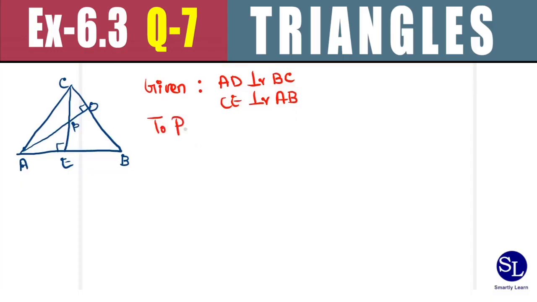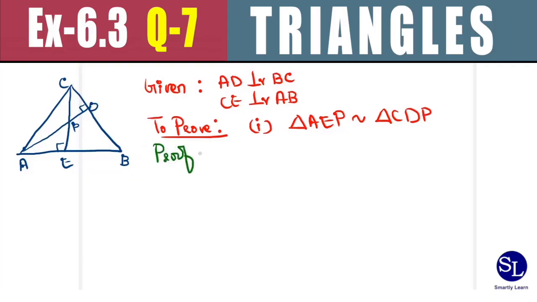There are four subsections. I'm going to take one at a time to prove. So let's take the first subsection to prove, that is triangle AEP is similar to triangle CDP. This is what we need to prove. So in this, I'm going to take the two triangles: triangle AEP and triangle CDP, that is what we are actually looking at.